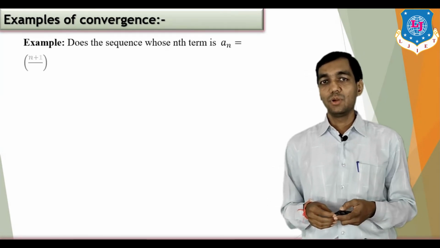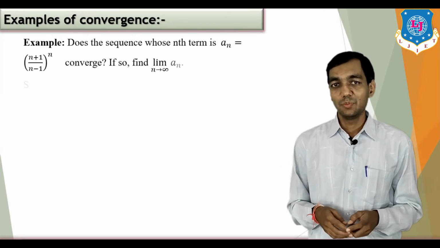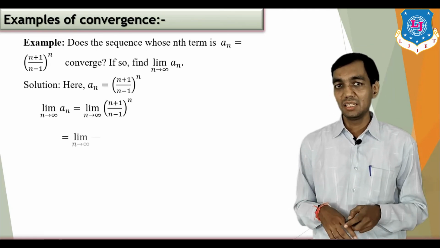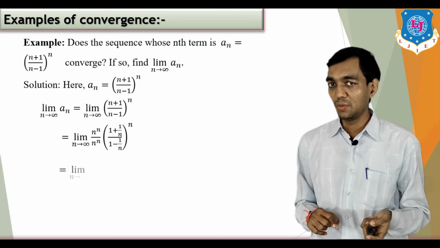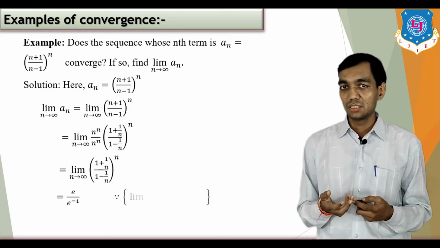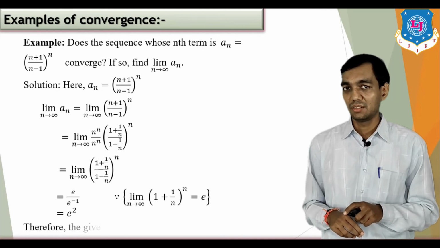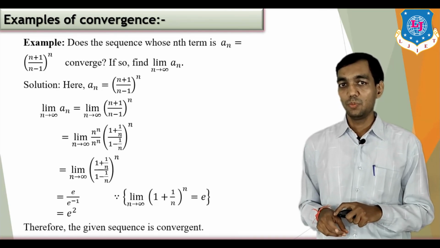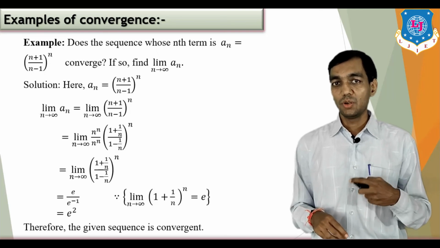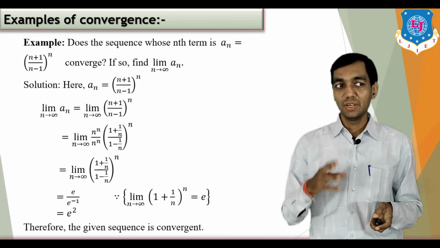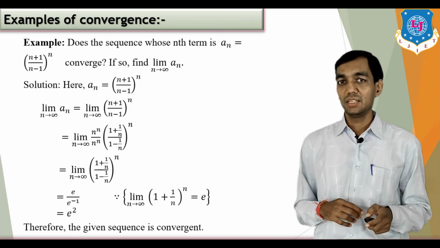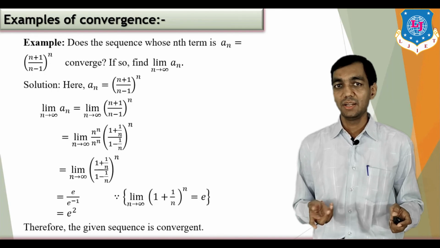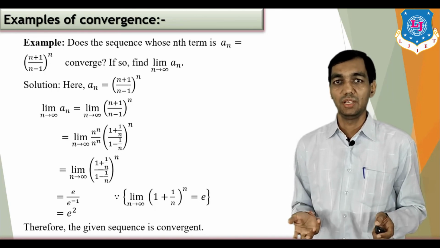Now we are going to see a typical example which is given here. Does the sequence whose nth term an is given by n plus 1 upon n minus 1 raised to n converge? If so, then find the limit of the nth term. So here an is equal to n plus 1 upon n minus 1 raised to n. For finding the limit, we start by dividing numerator and denominator by n. That will give you limit n tends to infinity of 1 plus 1 upon n divided by 1 minus 1 upon n, raised to n.